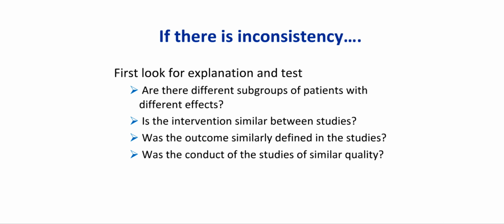However, if there is heterogeneity, we need to look for explanations. The questions that we ask ourselves are: are there different subgroups of patients that experience different effects? Is the intervention similar between studies? Was the outcome similarly defined in the studies and measured similarly across studies? And was the conduct of the studies of similar quality? The question about the intervention includes the question about the comparator interventions.